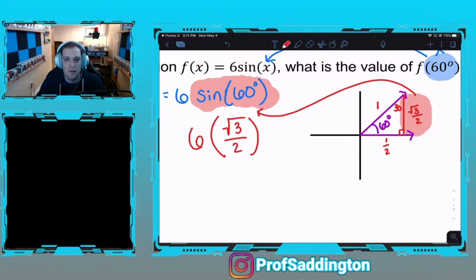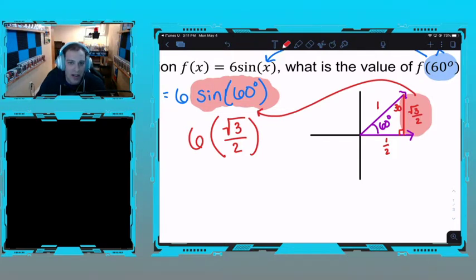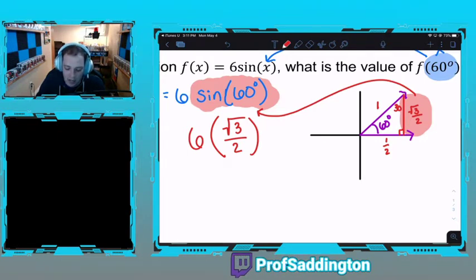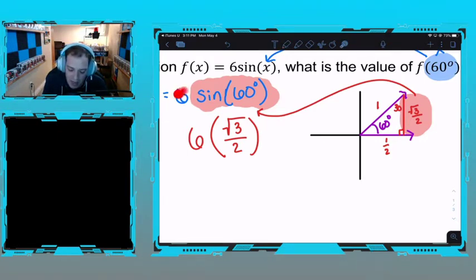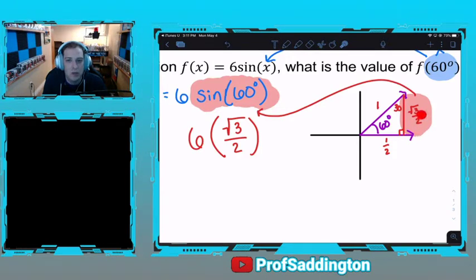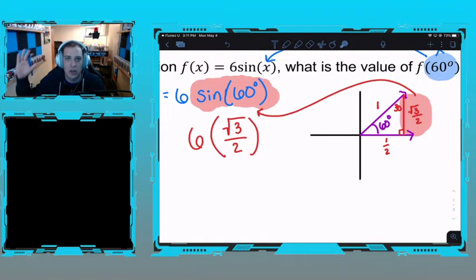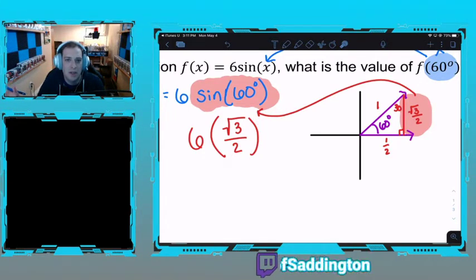Okay? So if there's any questions on how I got that answer, what I did is I just pretended that this 6 didn't exist. I took the sine of 60. I did my graph like we've been doing. I found the sine value, which was radical 3 over 2. And then I just substituted it in so we don't have to work with trig anymore. The trig is now gone. We don't have to worry about it.